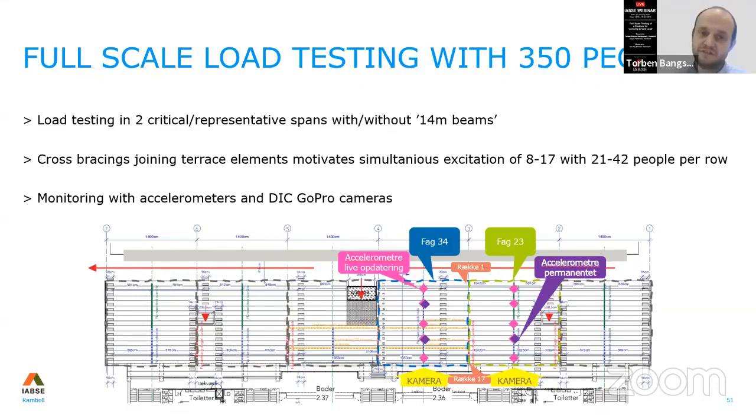Now, that is because we had the cross bracing, so the transverse stiffness between the terrace elements, the TT elements, we needed a lot of people there, because we needed around 300 people in order to excite 8 rows, and even more if we wanted to excite 10 or 17 rows. So it was a load experiment with at least 300 people, preferably more, and then we would move people around from different spans and zones and different configurations, and ask them to do different things. And we installed various accelerometers of various kinds and DIC GoPro cameras in order to capture the response.